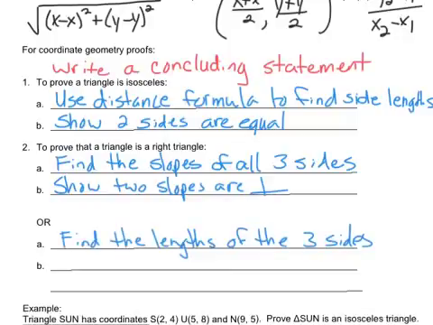Another way to prove that a triangle is a right triangle is to use the Pythagorean theorem. So you would use the distance formula to find the lengths of the three sides, and then you would use the Pythagorean theorem, remembering that the longest side has to be the hypotenuse. So you could prove that triangles are right triangles either way. I think the one with the least amount of work is probably using the slope formula, finding the slope of all three sides. But we're going to work through an example to show you.